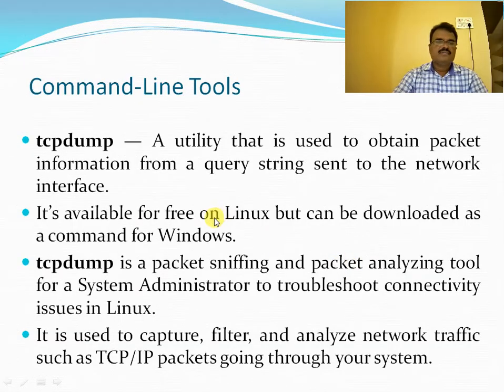So the next command line tool is tcpdump. tcpdump is a utility that is used to obtain packet information from a query string sent to the network interface. It is available for free on Linux but can be downloaded as a command for Windows. tcpdump is a packet sniffing and packet analyzing tool for a system administrator to troubleshoot connectivity issues in Linux. It is used to capture, filter, and analyze network traffic such as TCP/IP packets going through the system.